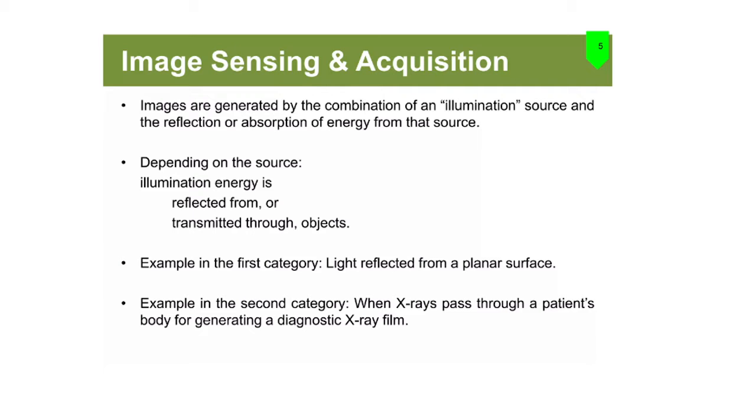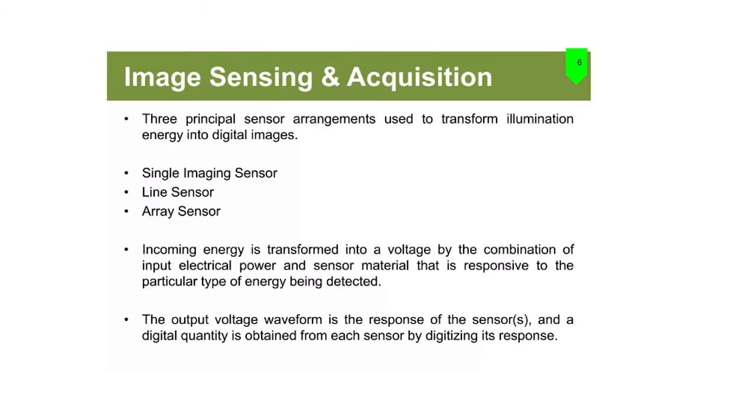Next, the light is illuminated on an object, and the object reflects some of the energy back and absorbs some of the energy from the source. That creates an image. Depending on the source, the illumination energy is reflected from or transmitted through the objects. For example, light reflected from a planar surface. We can also consider patients taking X-rays, which is also an example of creating an image.